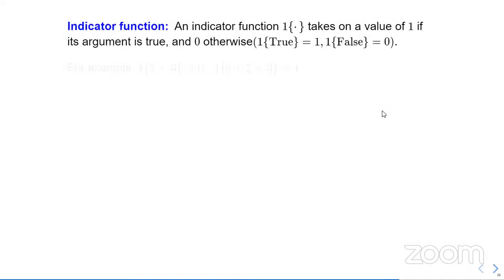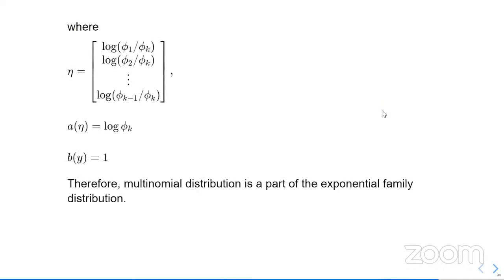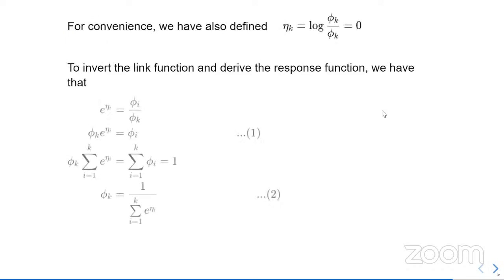So in the case of softmax regression, what is the expected value now? We are going to invert the link function and derive the response function. Because it's invertible, the inverse of response is link and the inverse of link function is response function, right? So this makes sense. Eta i is defined as log of phi i over phi k. So e raised to power eta i will become this. If you manipulate this, phi k comes here, so phi k e raised to power eta i becomes phi i.